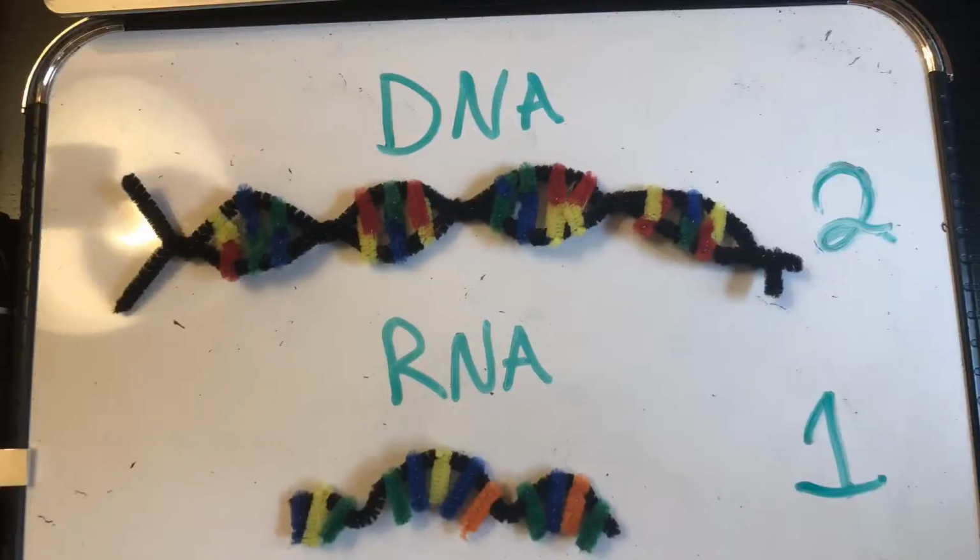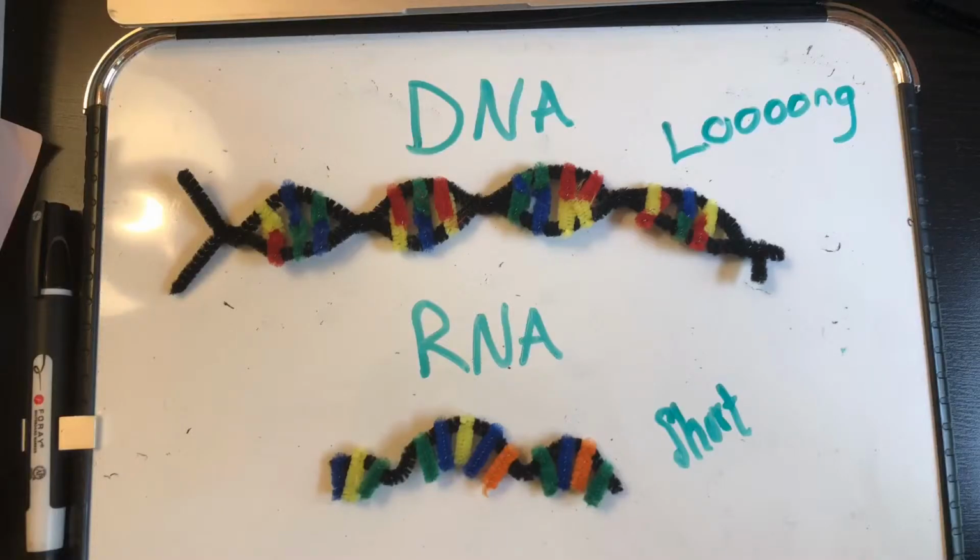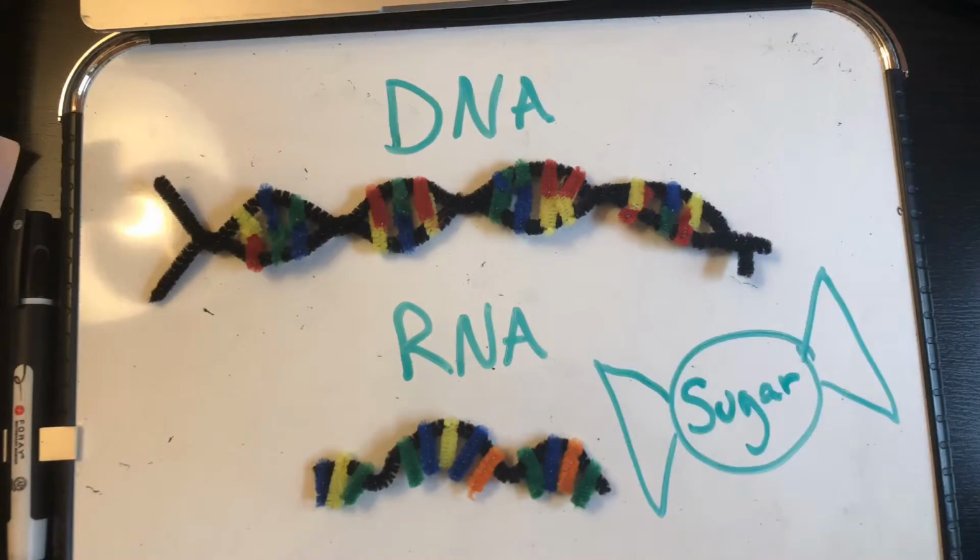So one of the differences between RNA and DNA is that DNA is two strands while RNA only has one. DNA is much longer than RNA. RNA is actually pretty short. Another difference is that DNA has deoxyribose sugar while RNA has ribose sugar.